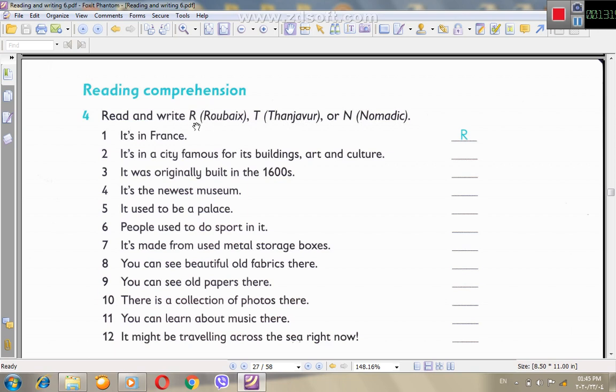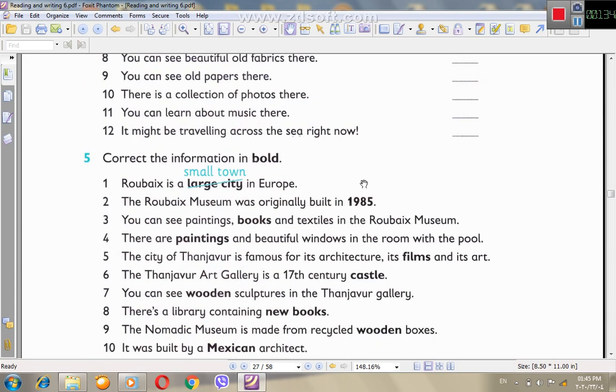It means we just take the first letter of them. Like the first one, it's in France. Which one is in France? Which one? This or this? We just take the first letter. Roubaix. Roubaix is from French, so just write R. The second one, it's in a city famous for its buildings, art, and culture. Which one? Write down, please. Just write as much as you can.